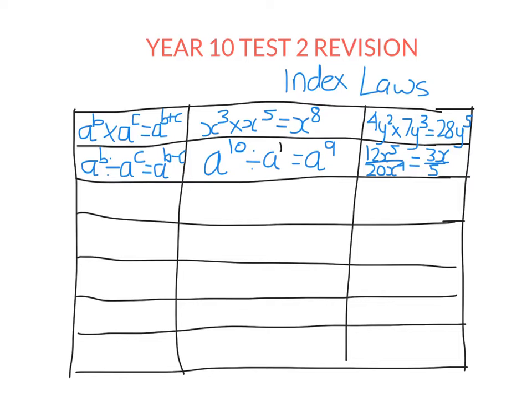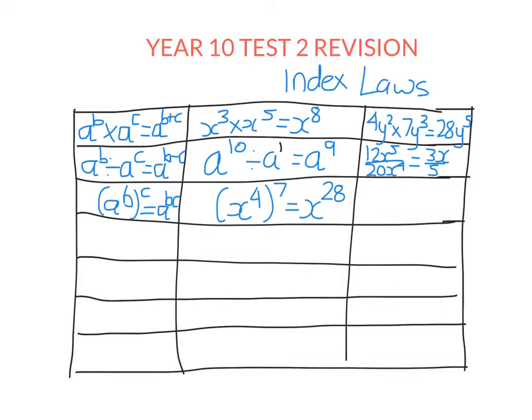The next rule is for when you have two powers. If you have a power that is raised to another power, once again, you keep the same base and you multiply the powers. bc, of course, means b times c. So if you have something like x to the power of 4, all to the power of 7, you keep the same base and you multiply the powers. 4 times 7 is 28.